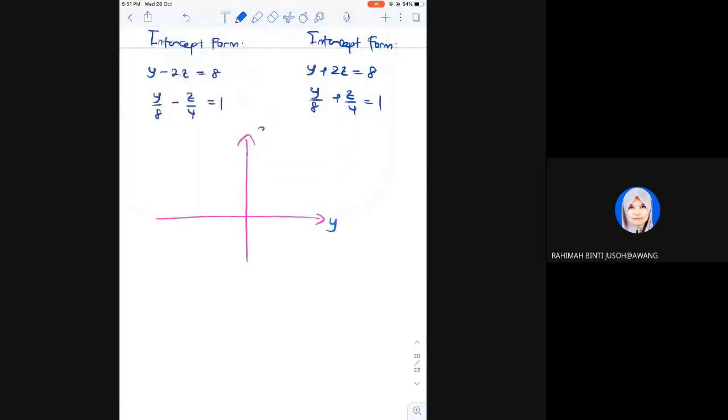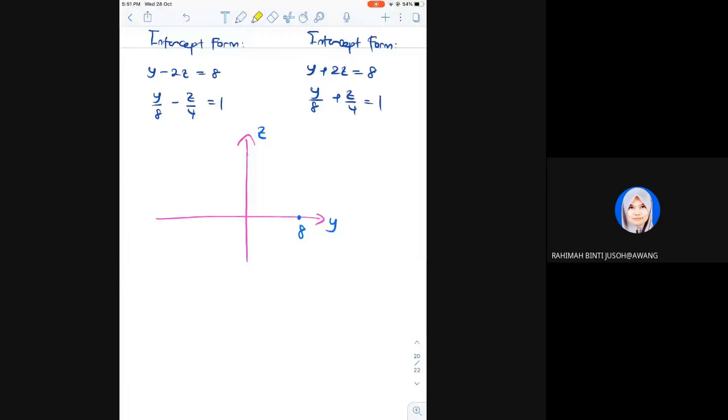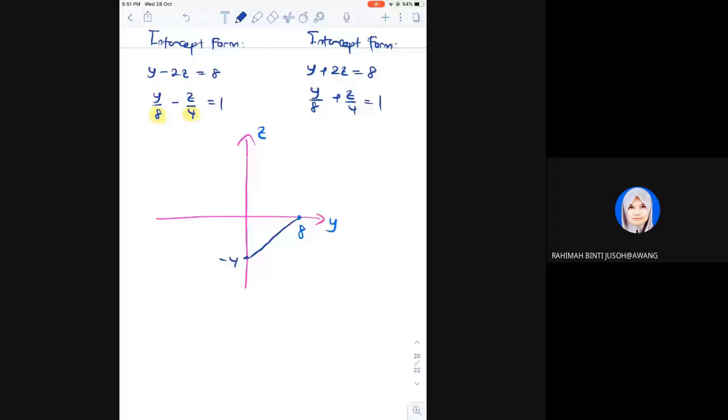Okay, Y equals 8. So 8 here and Z equals negative 4. Ni, saya buat yang ni dulu. 8 dengan negative 4. So negative 4 duduk bawah sikit lagi lah. So negative 4 here. So like this, this is the equation of y equals 8 plus 2z.